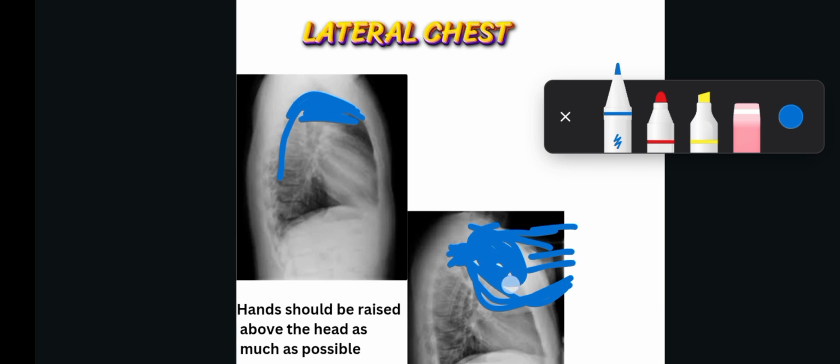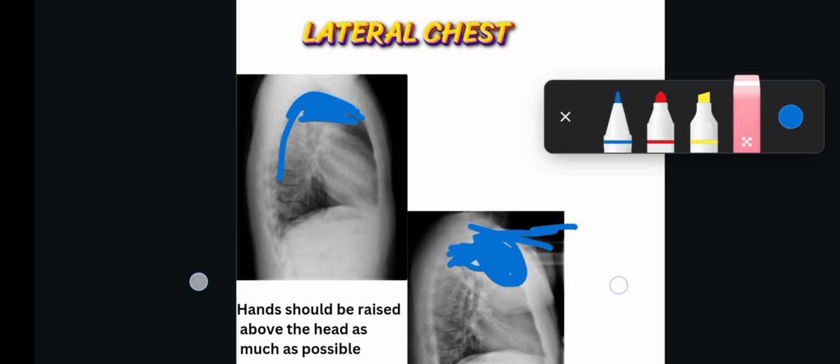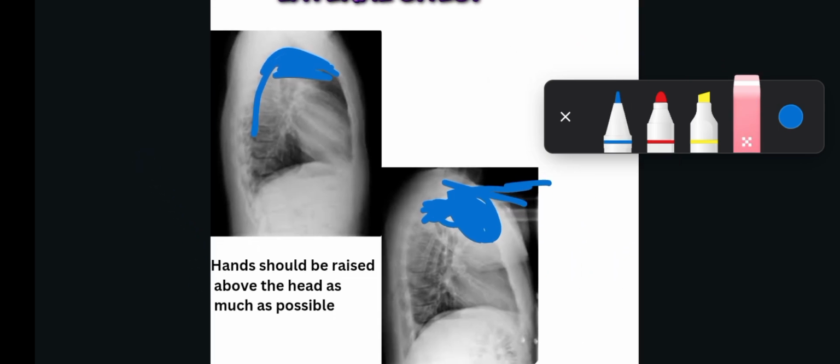The hand was not well raised above the head, so that causes obstruction of this area. So this is a poorly done lateral chest, and it needs to be repeated if it is not due to the condition of the patient. As much as possible, we should make effort to tell the patient to raise his or her hands well above the head so as to clear the shoulder and the arm from the apex of the lung.